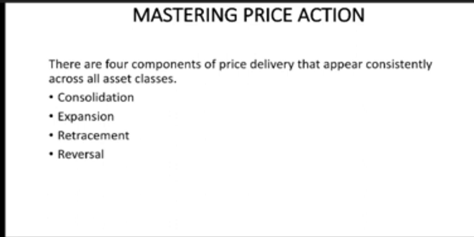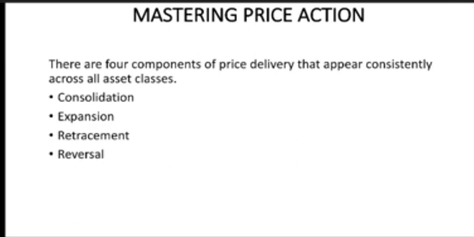So there are essentially 4 ways of price action, 4 components of price action delivery that appear constantly across all asset classes, either crypto, forex, stock market, indices, name any of them. One of them is consolidation. The second is expansion. The third is retracement, while the fourth one is reversal. So I'm going to talk about a few of them in this short presentation.